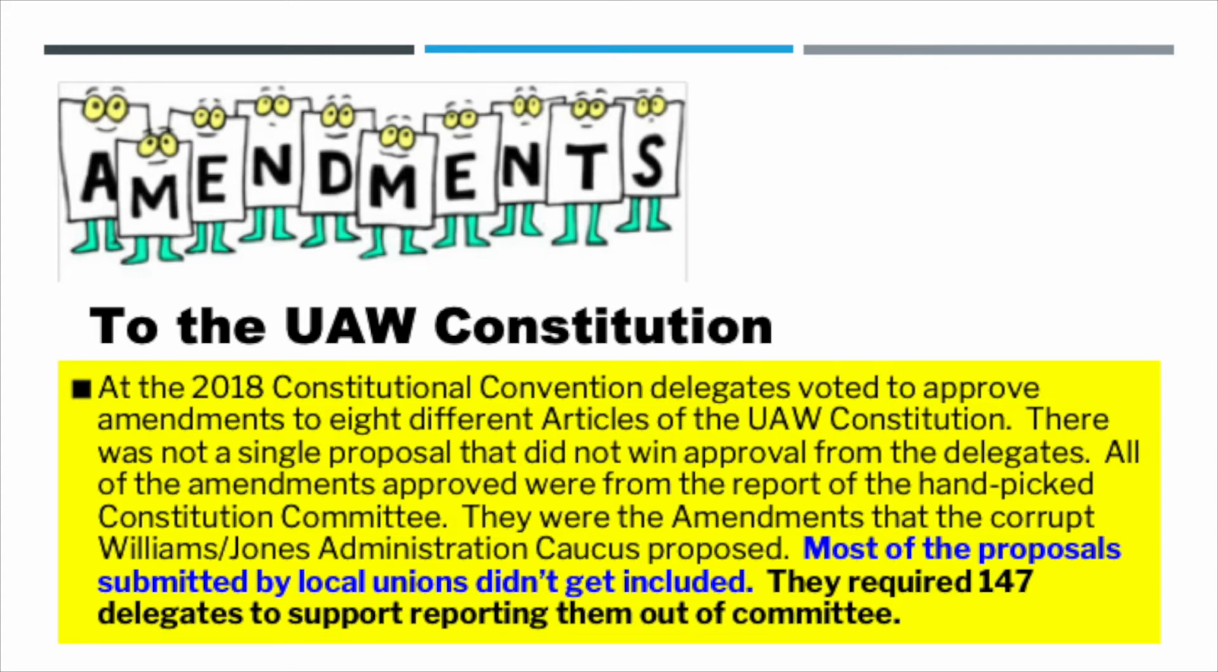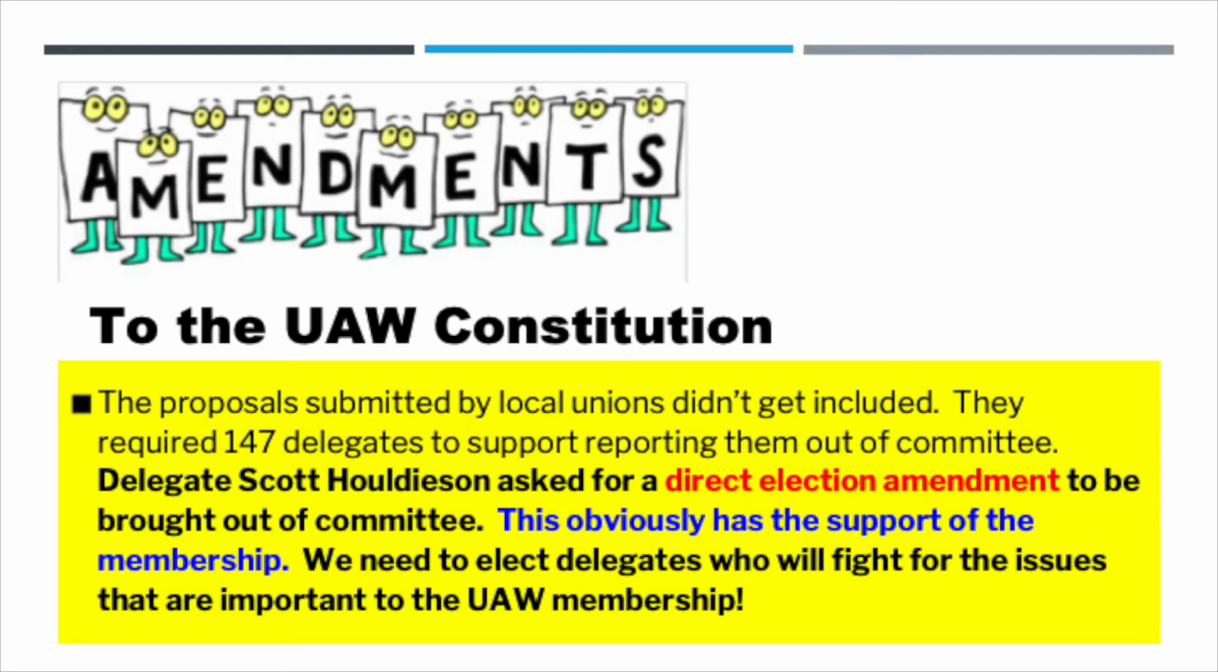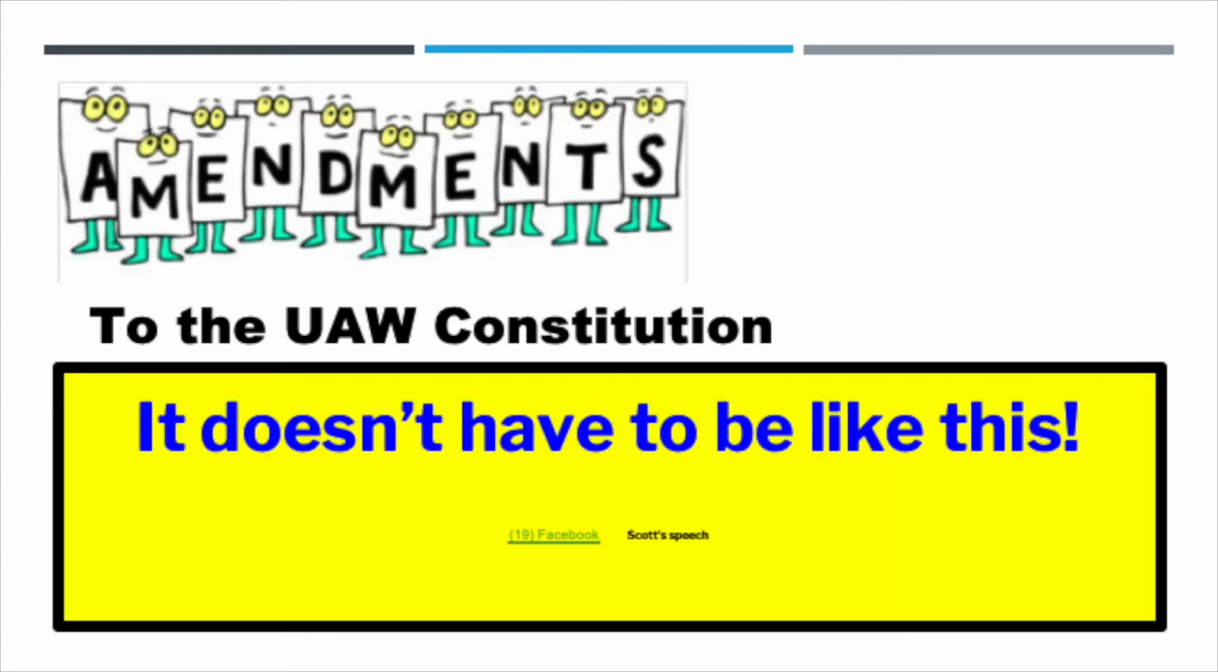Those required 147 delegates to support reporting them out of committee. Delegate Scott Holdison, that's me, yours truly, asked for a direct election amendment to be brought out of committee. Now, we saw with the results of the referendum that the direct election of international officers has huge support in the membership. All I needed was 147 delegates to be able to debate it. But we didn't even have 147 delegates backing me up on that to be able to debate whether we should directly elect our international officers. It doesn't have to be like this.